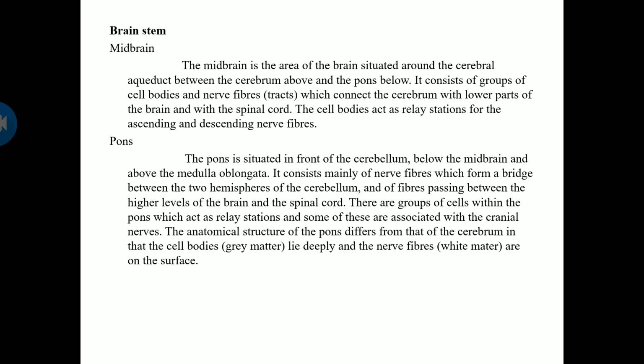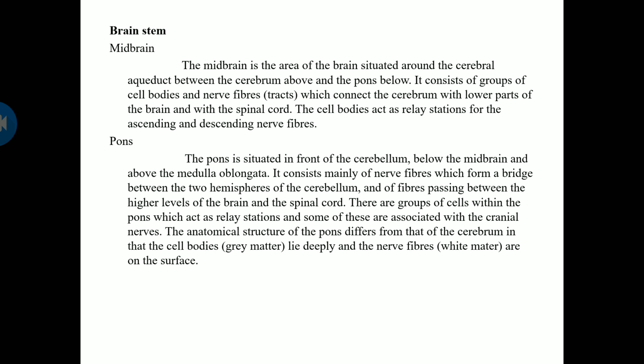Coming to midbrain. The midbrain is the area of brain situated around the cerebral aqueduct between the cerebrum above and pons below. It consists of a group of cell bodies and nerve fibers which connect the cerebrum with the lower parts of the brain and with the spinal cord. The cell bodies act as relay stations for ascending and descending nerve fibers. The fibers which are coming upward and moving downward will go through the midbrain.